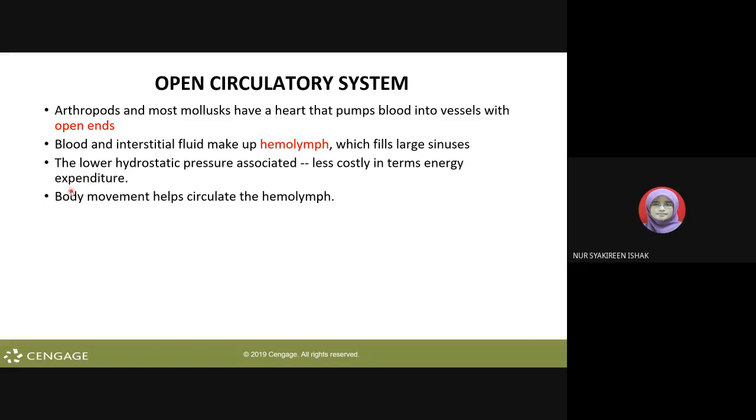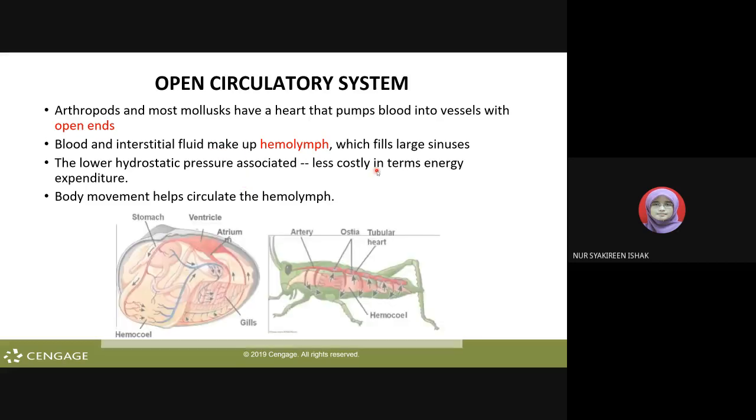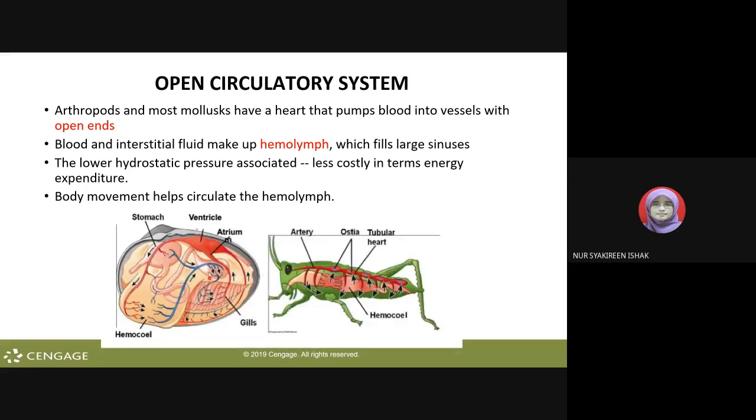Okay, so the lower hydrostatic pressure associated, so less costly in terms of energy expenditure. So for this organism, they require much less energy. Okay, so body movement helps circulate the hemolymph so that they enter back into the blood vessels and back to the heart. So as you can see here, you have the mollusk, such as, for example, what? Clams, okay? And then this is the arthropod, such as grasshoppers.